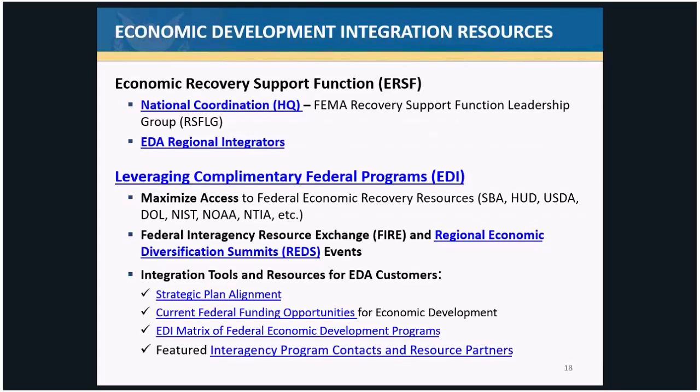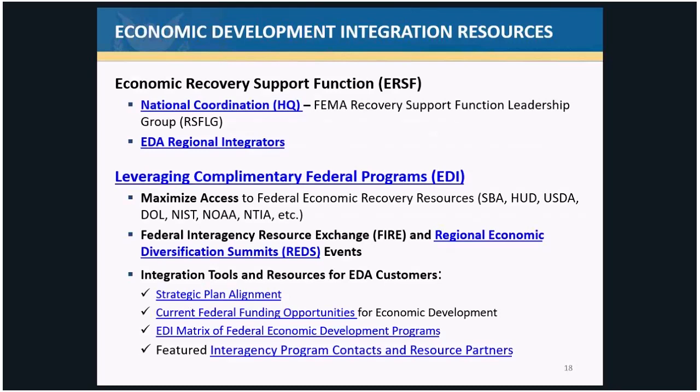EDA's Division of Economic Development Integration and Disaster Recovery, or EDI-DR, equips EDA with additional capacity to support the economic development priorities and objectives of the communities we serve. The team is staffed by a core group at EDA headquarters in Washington, D.C., as well as by one regional integrator staffed to each of EDA's 6 regional offices. The mission of our team is to provide applicants and communities with an enhanced level of service by striving to meet the following key objectives.